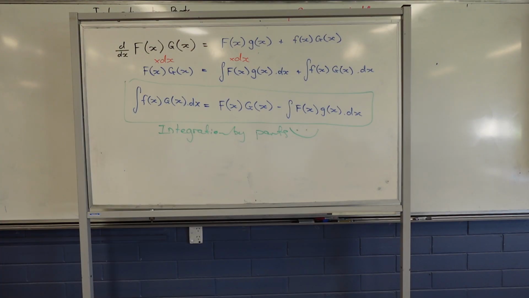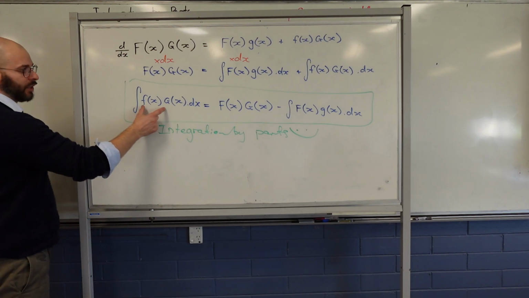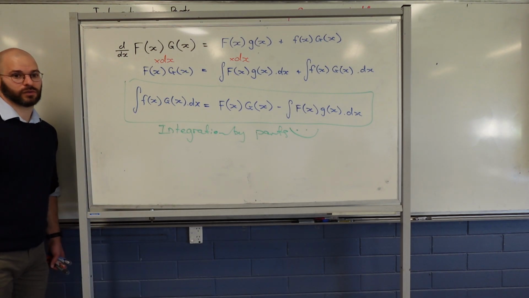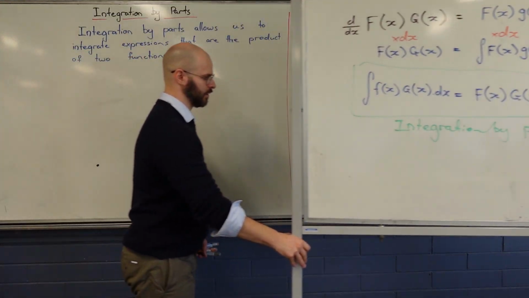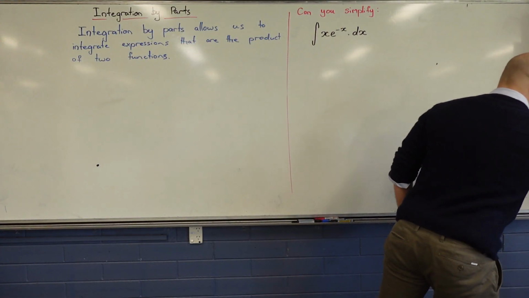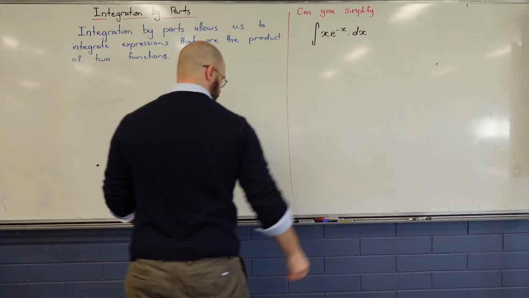So this is called the integration by parts formula. Basically, it's just the product rule, but then we rearrange it and integrate on both sides. So therefore, we have a rule that we can employ that allows us to integrate expressions that are the product of two functions. Now, with this new knowledge in hand, could we potentially integrate something that looks like this?